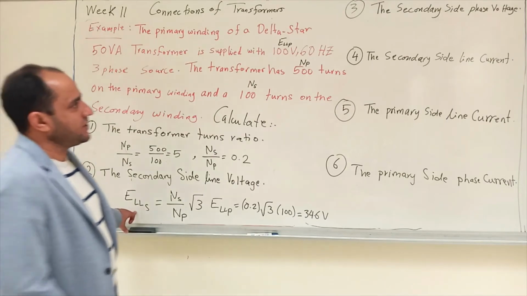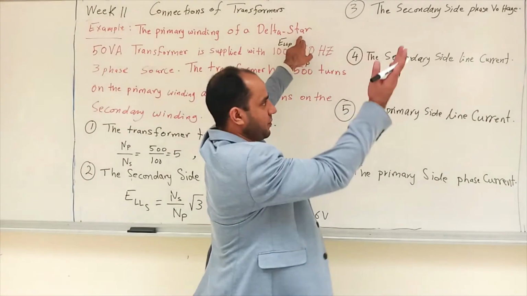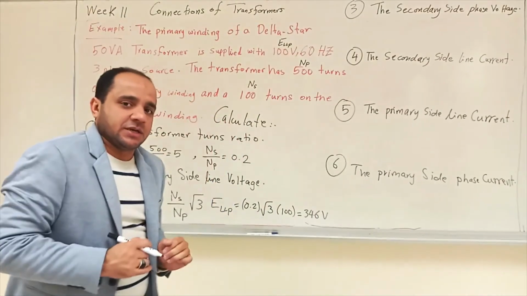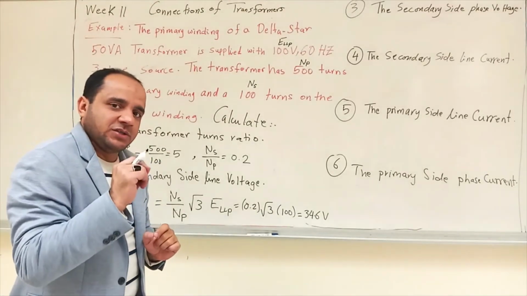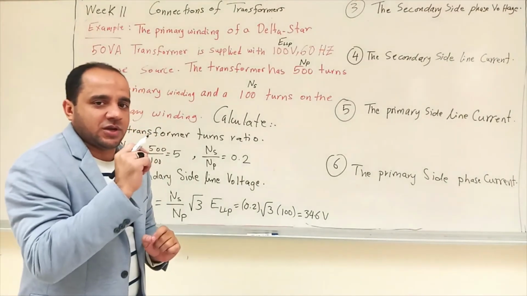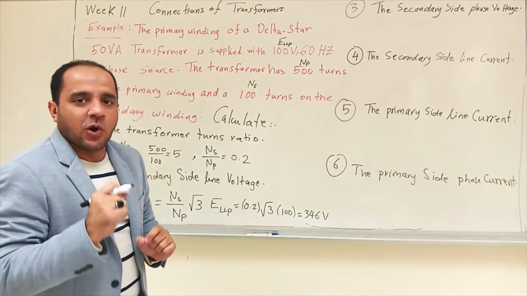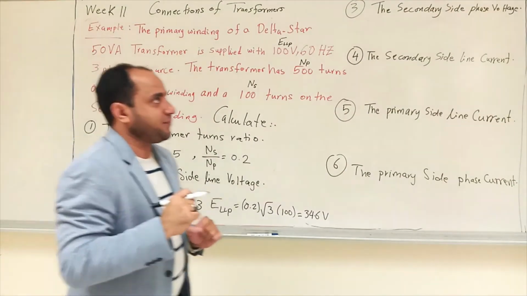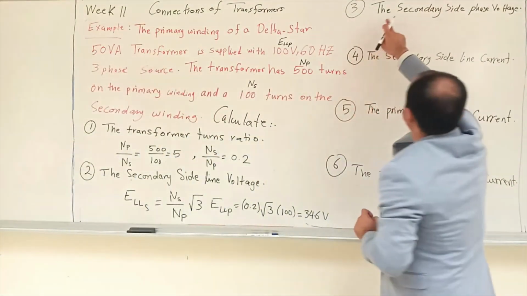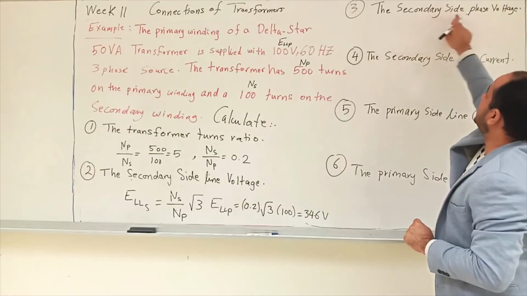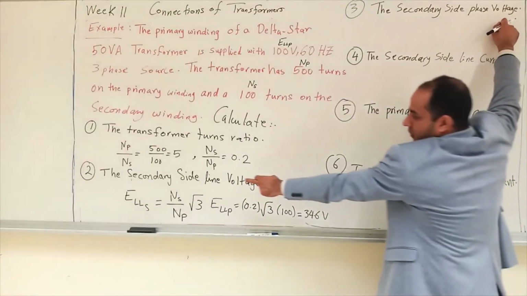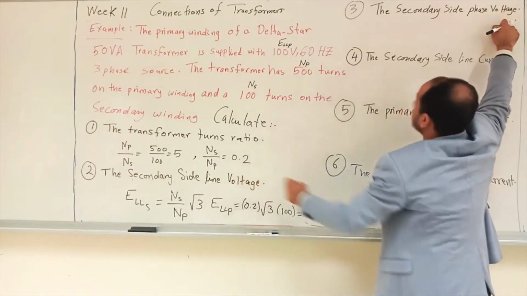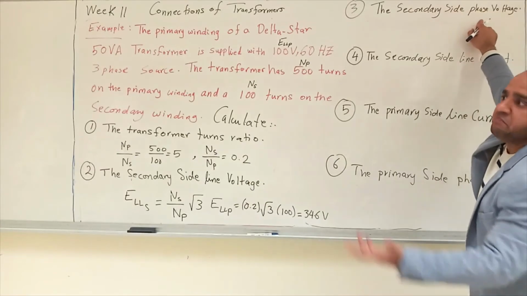Remember, secondary side is what? Star connection. In the star connection, we know that there is a difference between line to line and line to neutral, or line to line and phase. Always, line to line in a star connection is greater than the phase by root of 3. Okay? So number 3 is saying find the secondary side phase voltage. There we found the line voltage in the secondary side. What about the phase voltage?